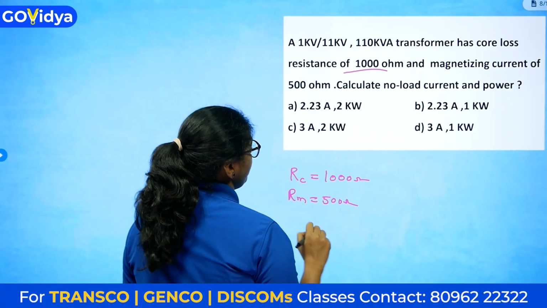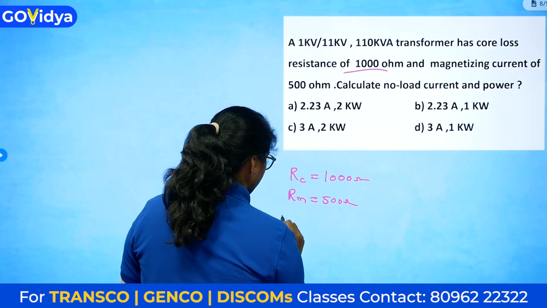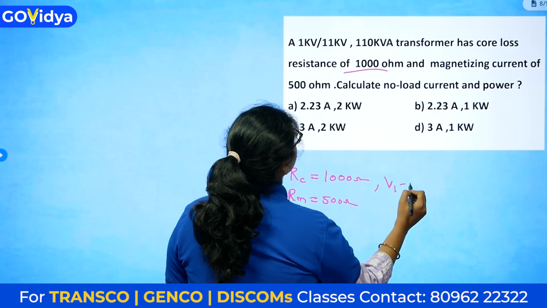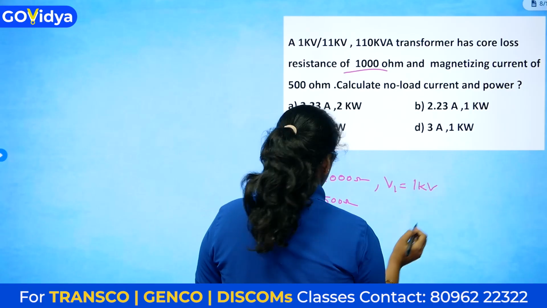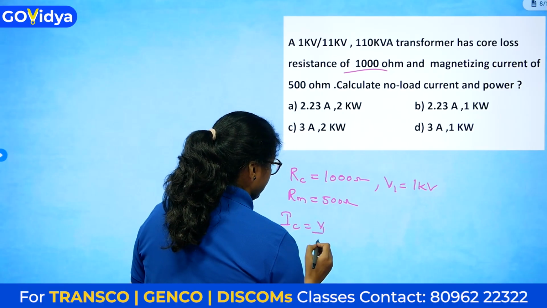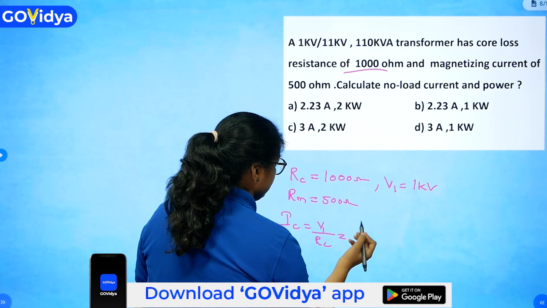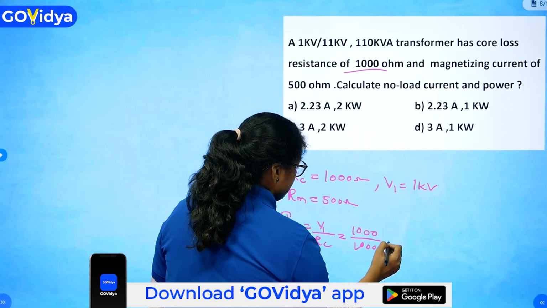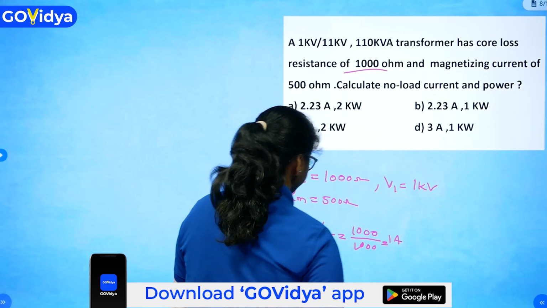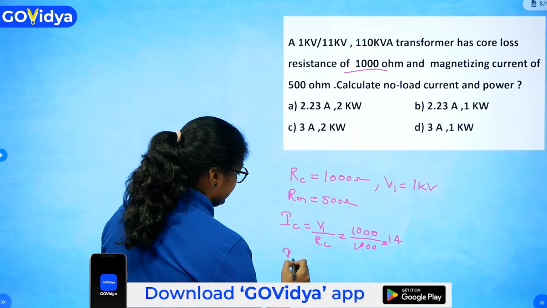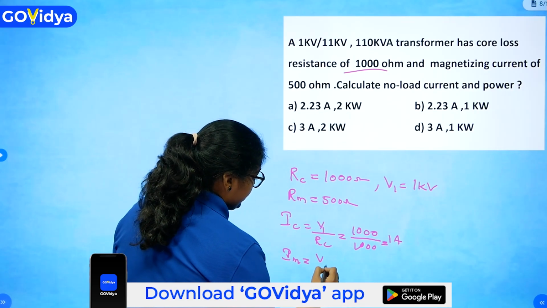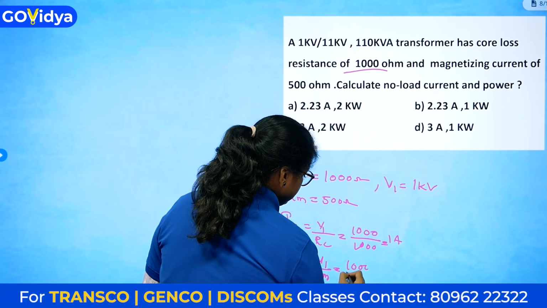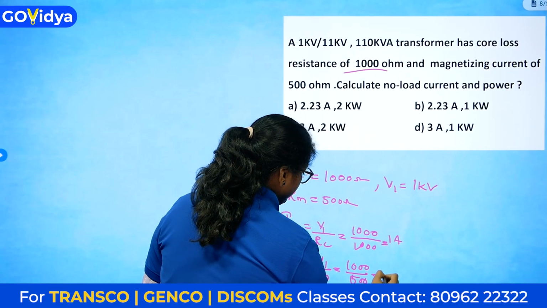So we have to calculate the no load current. We know the formula, IC is equal to V1 by RC, where V1 is 1 kV. 1 kV is 1000, so 1000 by 1000 is 1 ampere, we get the IC value. Now the magnetizing current IM is equal to V1 by RM, which is 1000 by 500, so we will be getting 2 amperes.